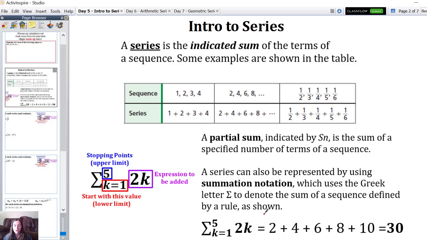So here, if k was 1, 2 times 1 is 2. Then if k is 2, 2 times 2 is 4. With a k value of 3, 2 times 3 is 6. With a k value of 4, 2 times 4 is 8. With a k value of 5, 2 times 5 is 10. And this summation is telling us we need to add all of these terms together. So our final answer in this case would be 30 because we added every single thing together.